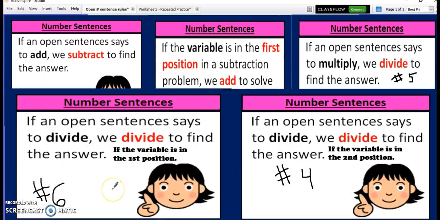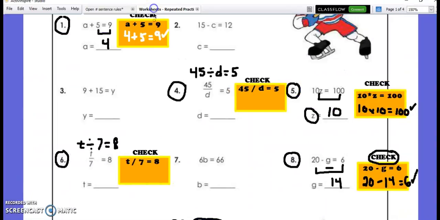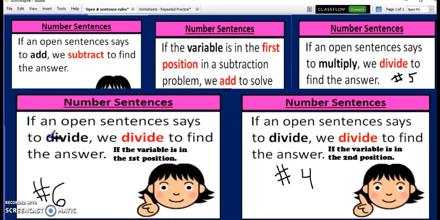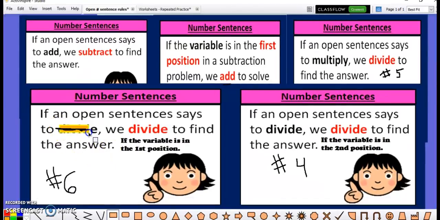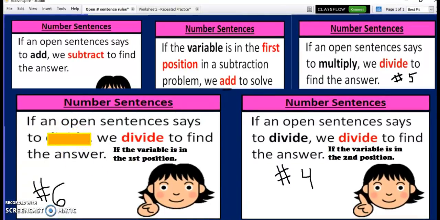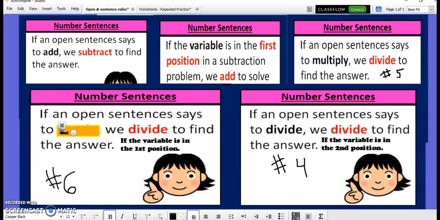First, number 6. You have to understand that division, just like subtraction, has to deal with where that variable is placed. So in this case, if an open number sentence says to divide, and the variable is in the first position, like we see here, then we actually don't do this. Cross that out, and this is very important that you make this change, because even though a lot of students will think, hey, I'm going to go ahead and divide because that's what you do when the variable's in the opposite position, instead you actually multiply.